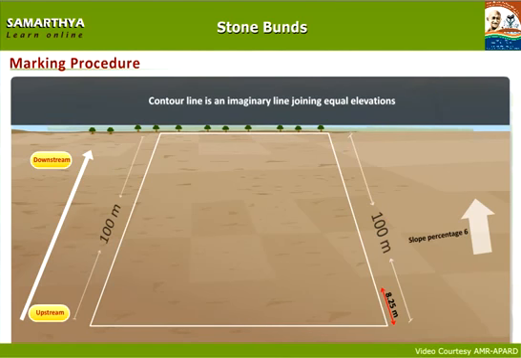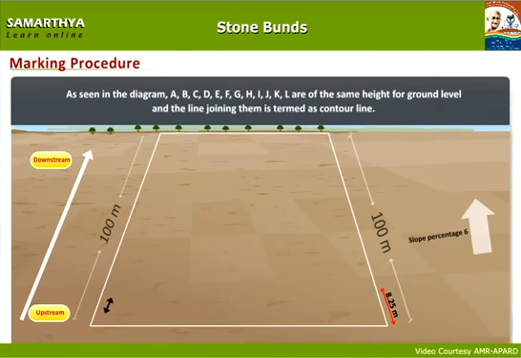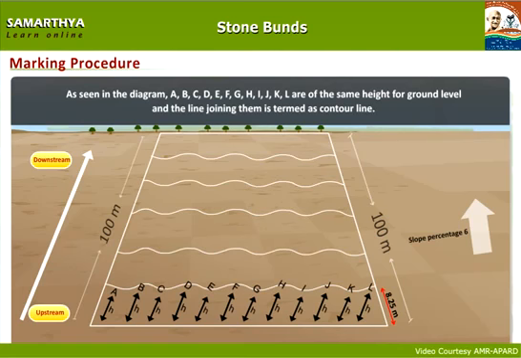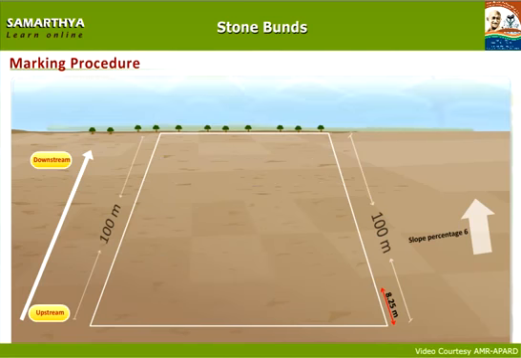Contour line is an imaginary line joining equal elevations. As seen in the diagram, A, B, C, D, E, F, G, H, I, J, K, L are of the same height for ground level, and the line joining them is termed a contour line. We use a hydromarker to draw this line.